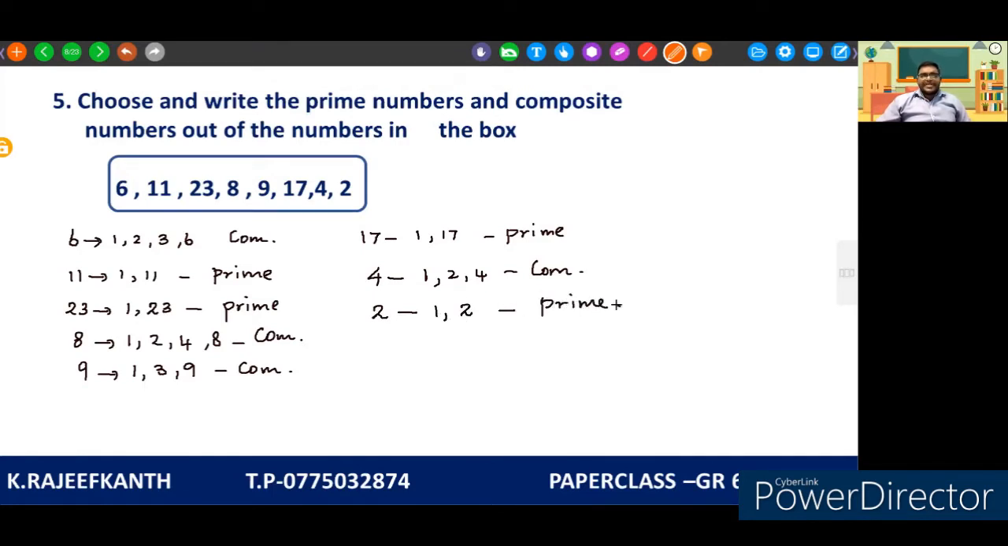So we have to select the prime numbers and the composite numbers from the given numbers, right? So we should know what is a prime number and what is a composite number. If a number has only two factors, then that is a prime number. Or if a number has more than two factors, then that is a composite number, right? Then question number 6.